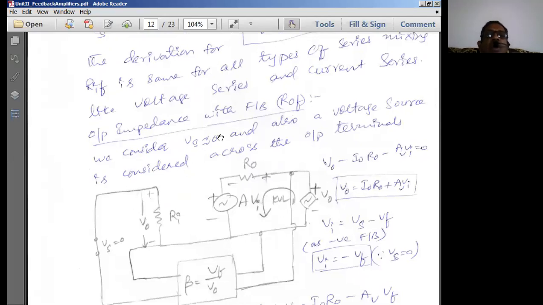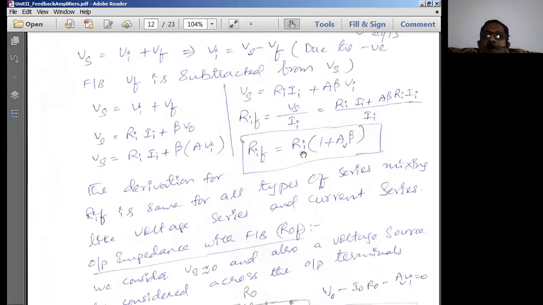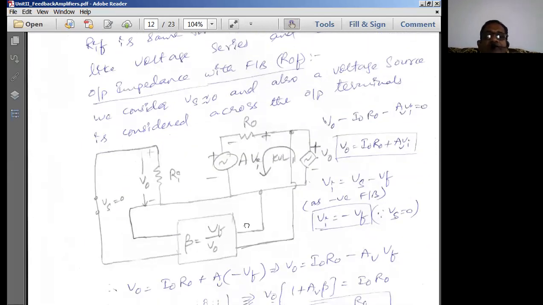Then next, output impedance with feedback. For a voltage series, what should be the output impedance? It should be tending to zero. It should be decreasing. Decreasing means what? We have to divide Ro by 1 plus A beta. This is the formula we have to get here.